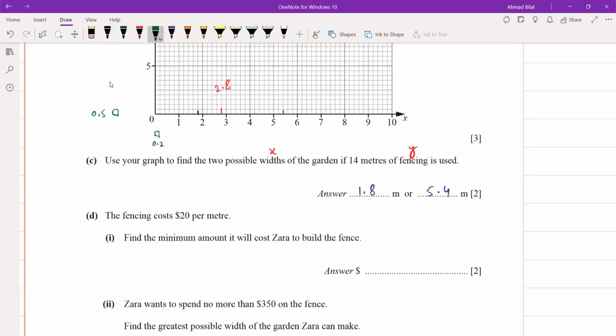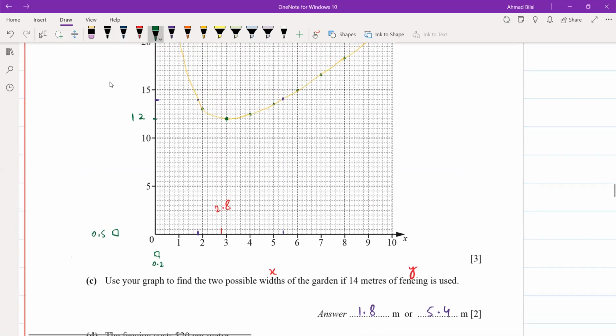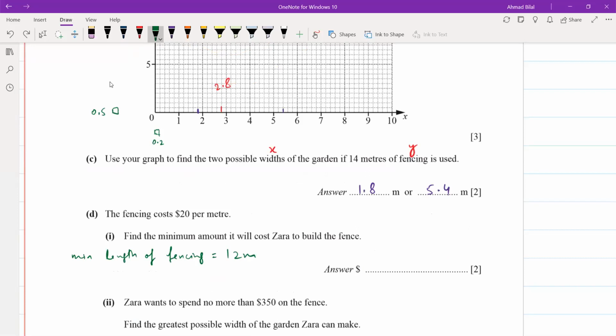Minimum amount of fencing, minimum length of fencing, right? So minimum fencing required, minimum length of fencing, that is 12 meters. If you look at the y-axis here, that is 12 meters. So therefore, now you can calculate the cost. What will the cost be? Minimum cost is 12 meters multiplied by the cost per meter, that was 20, and that gives you something. 12 into 20, that is going to be 240. That's $240. That is the least amount that you get. Okay.